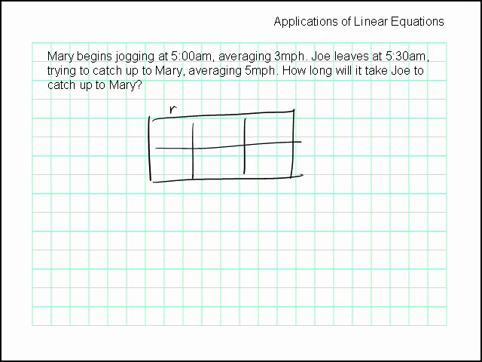Rate, time, distance, Mary and Joe. Okay, we know that Mary is traveling 3 miles per hour and Joe at 5 miles per hour. Their times, however, are different because Mary leaves beforehand. So we'll let t equal the time for Mary.